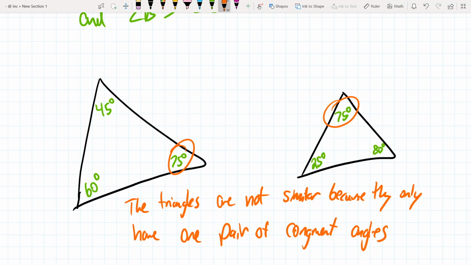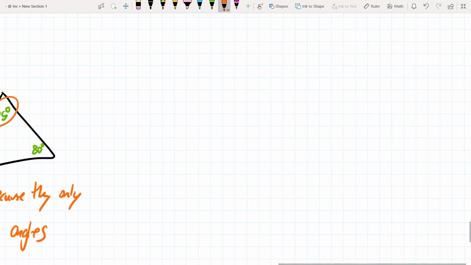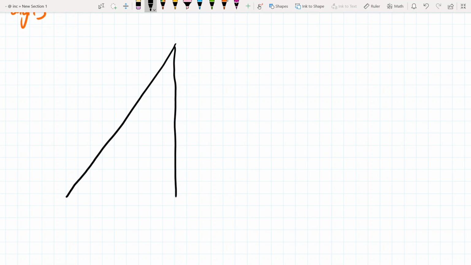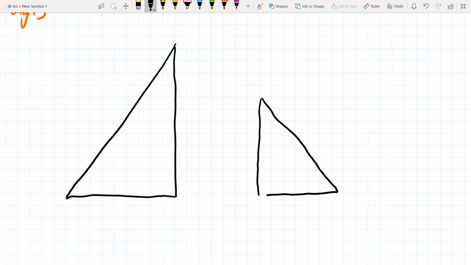I'm trying to think if there's anything else that I want to show here for that. That's basically everything. Why don't we just do one more example here. I want you to try this one on your own. So pause me when I get to the point where I tell you to pause. I'm going to mark off that with this and that with this. That means those are 90-degree angles.